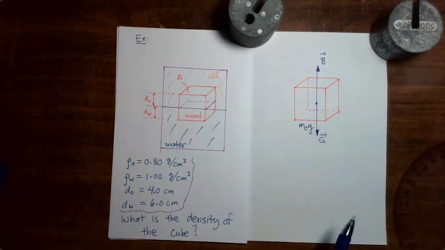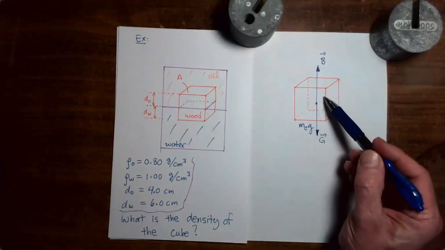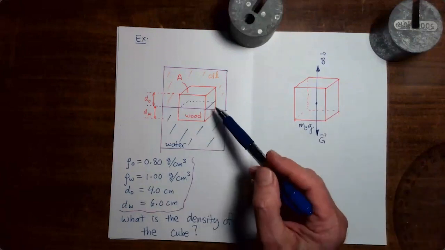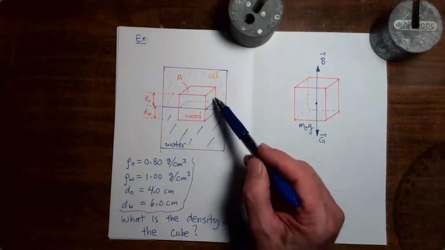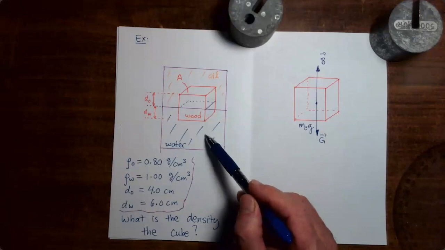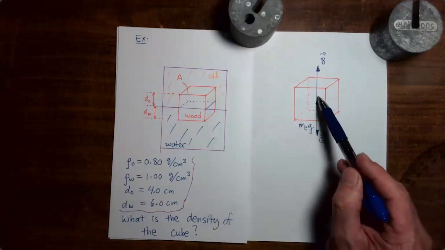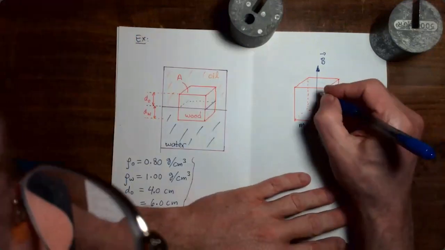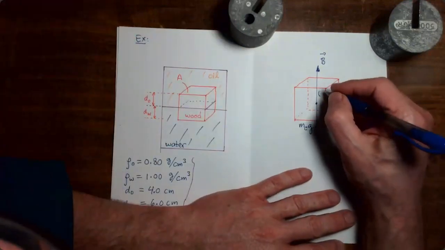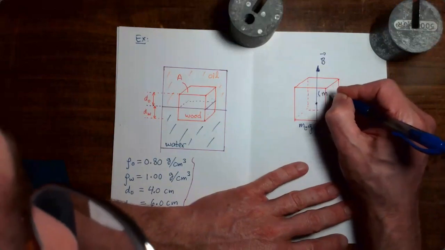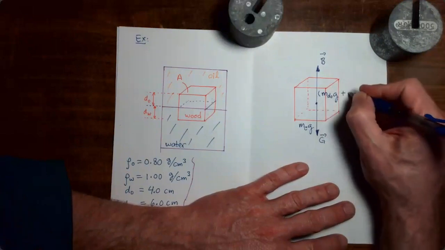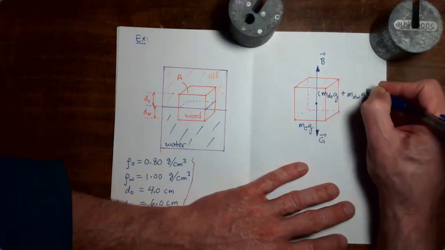According to Archimedes' principle, the magnitude of the buoyancy force is equal to the weight of the displaced fluid. In this problem, we have two displaced fluids. We have displaced oil and we have displaced water. So the magnitude of the buoyancy force will be the weight of the displaced oil plus the weight of the displaced water. So I'm going to come into the figure here and put in that magnitude. That's going to be mass of the displaced oil, so DO for displaced oil, times little g plus mass of the displaced water times little g.